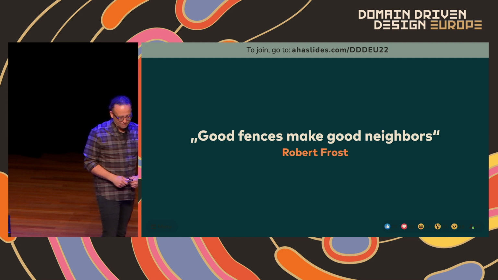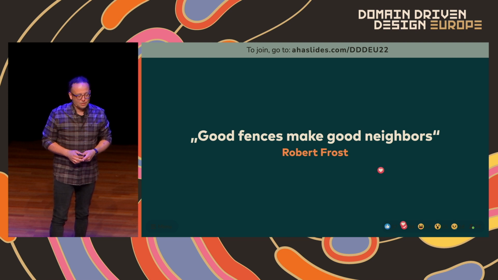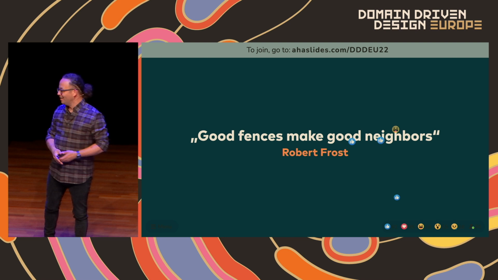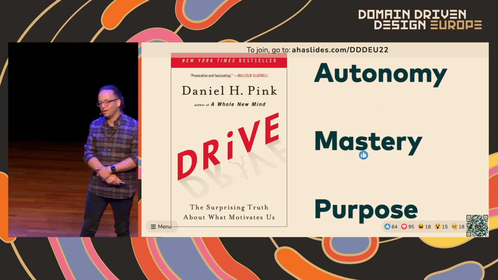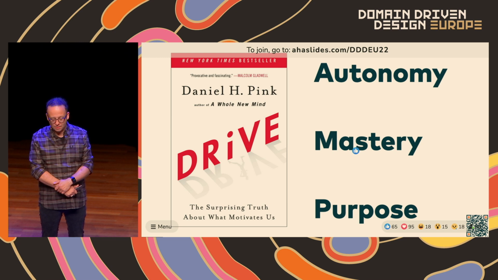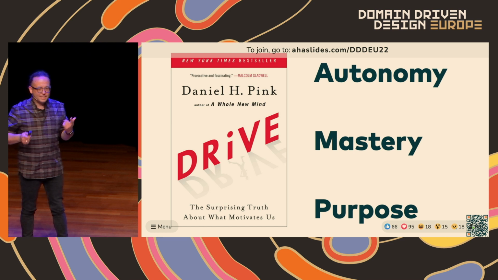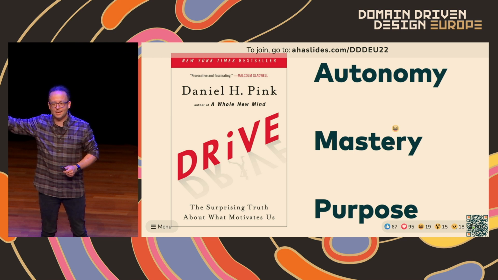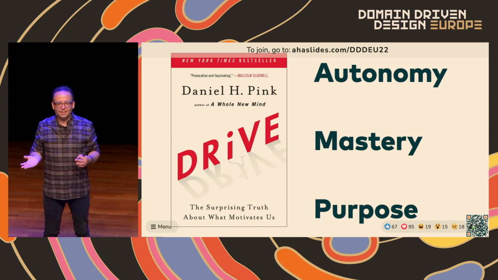Robert Frost once said, good fences make good neighbors. And you may wonder why I bring up this quote. And let me just smash in another idea by Daniel H. Pink, who wrote a book about what motivates people. And he came up with the idea that it's about autonomy, mastery, and purpose. And isn't that something that we want to achieve with teams in an organization? Isn't this autonomy thing something that appears again and again in the agenda of this amazing conference here? So how do we achieve that?